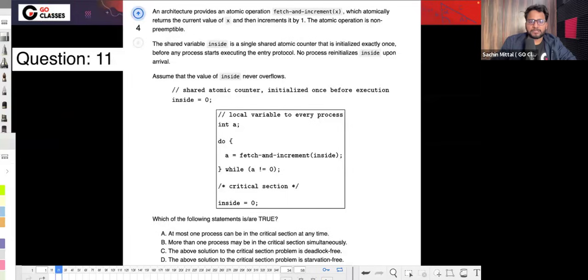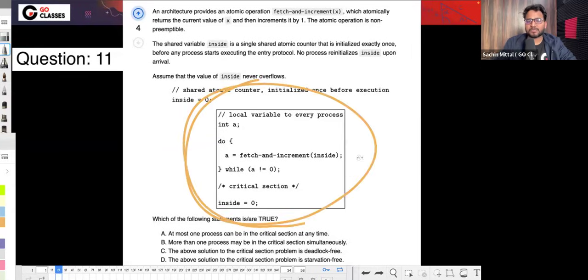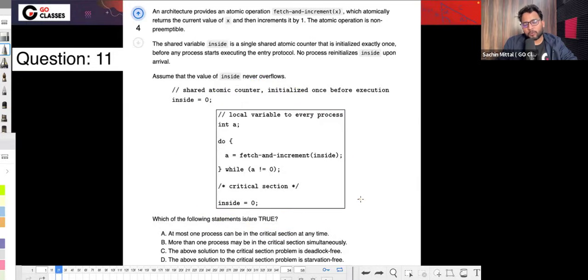This question is from operating systems, and it was related to synchronization, or you can say deadlock or starvation. A critical section. So let's see what this question is saying. They have given some code, and then they're asking: let's suppose this is the solution of the synchronization problem, then what is the problem with the solution?